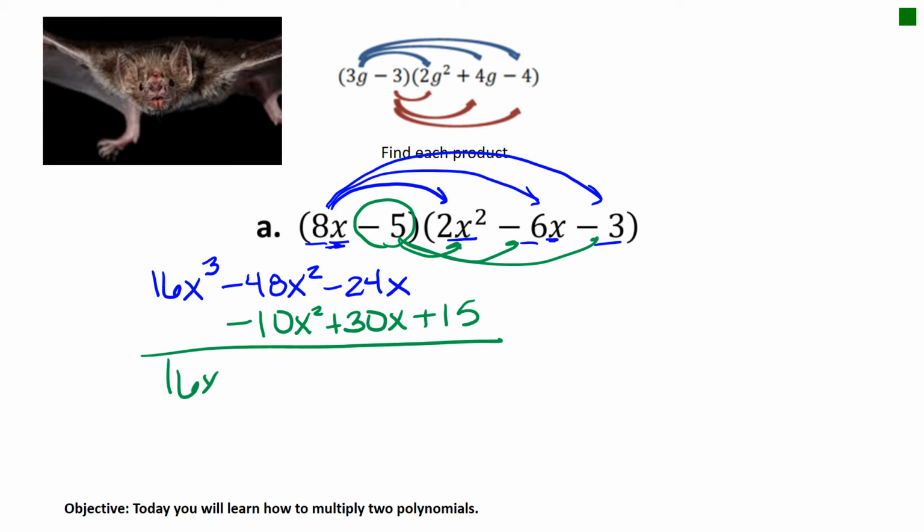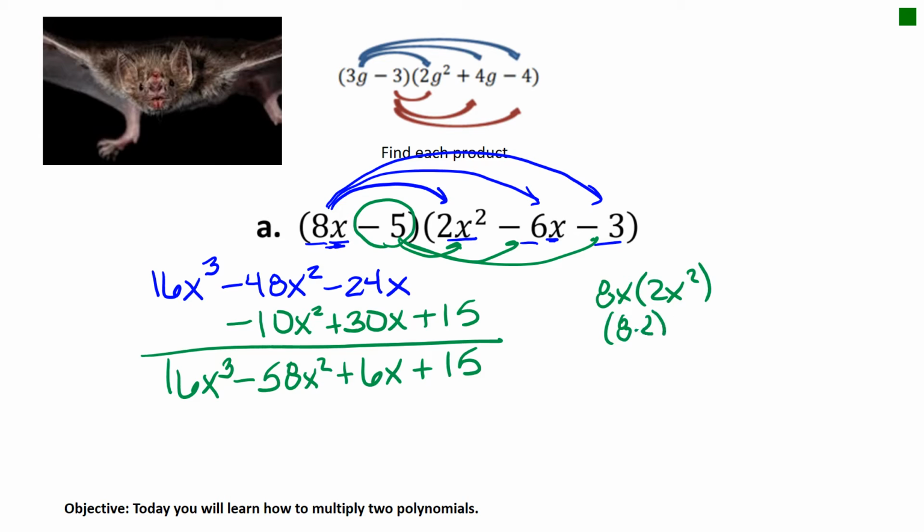So we've got 16x cubed. Negative 48 minus 10 is minus 58x squared. A negative 24 plus 30 is a positive 6, and that's my x's, plus 15. Remember, when I'm multiplying 8x times 2x squared, the 8 times 2 I multiply, that's where I got the 16, and the x times x squared, I add the exponents. So it's kind of how many x's at this side of the arrow and how many x's at that side of the arrow, and we put them together.